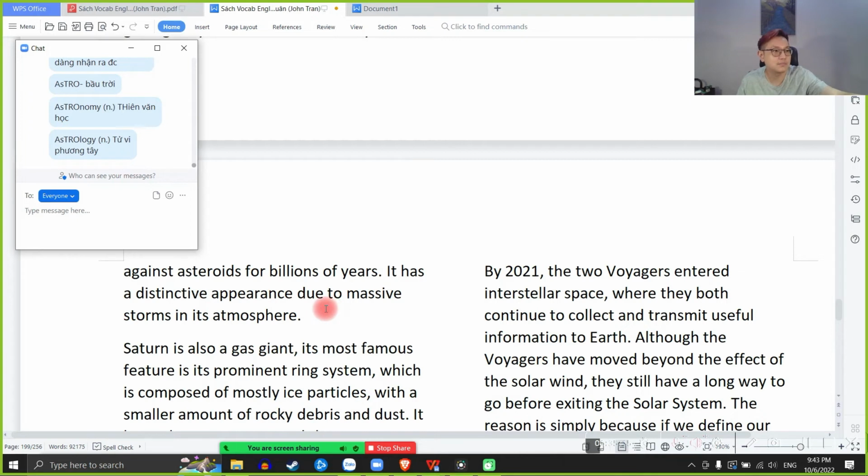It has a distinctive appearance due to massive storms in its atmosphere. Right.